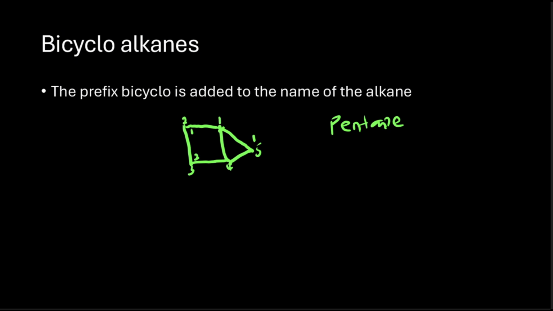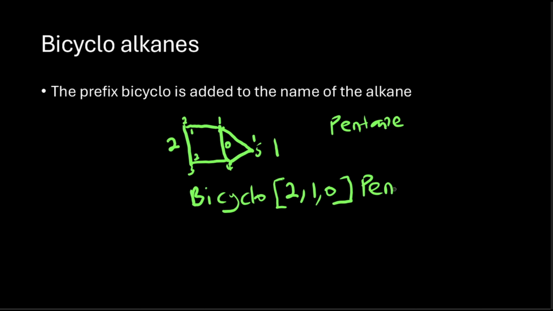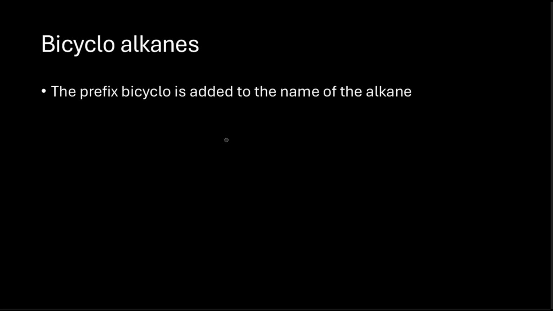So in naming this particular bicycloalkane, we bring the prefix bicyclo and then brackets, and then we arrange the number of carbon atoms in the descending order. So we have 2 here, we have 1 here, and then we have 0 at the bridge. So in the descending order, we have 2, 1, and then 0, and then we bring the name of our alkane, which is pentane in this case. So let's move on and then take another example.